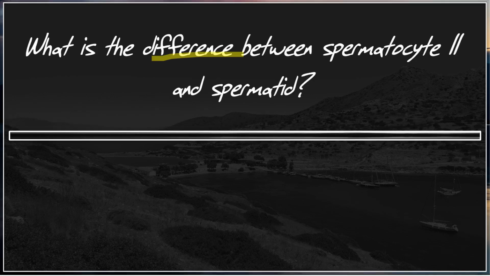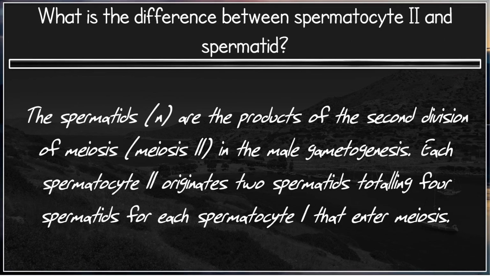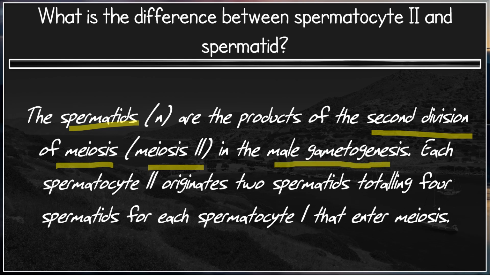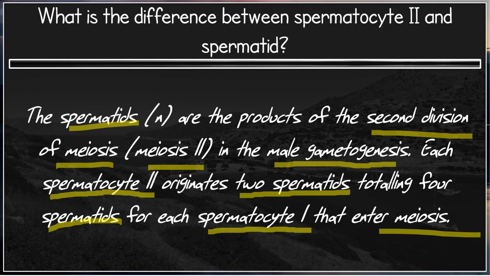What is the difference between spermatocyte 2 and spermatids? Spermatids are products of the secondary division of meiosis, that's meiosis 2. In the male gametogenesis, each spermatocyte 2 originates 2 spermatids. Total of 4 spermatids for each spermatocyte 1 that enters meiosis.